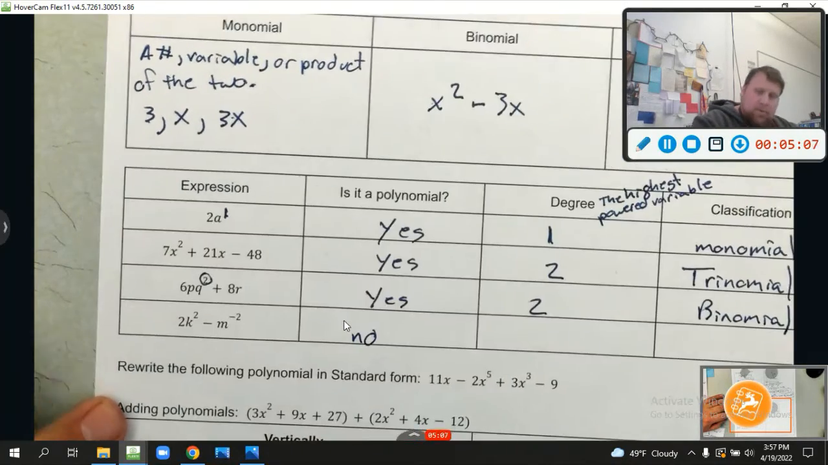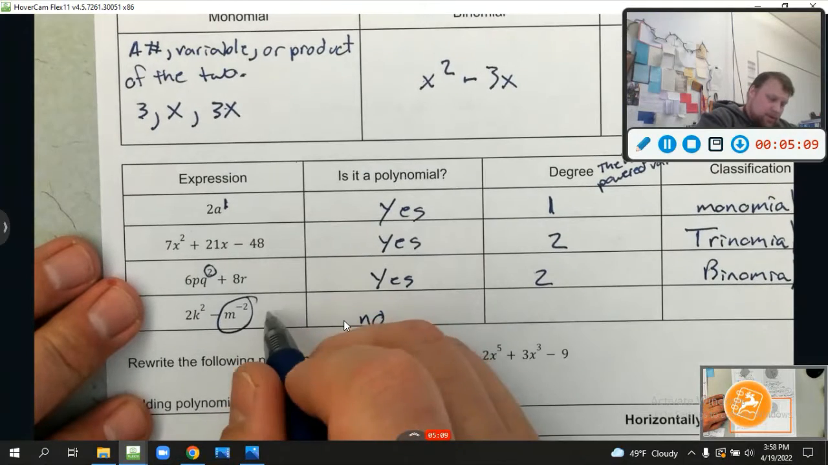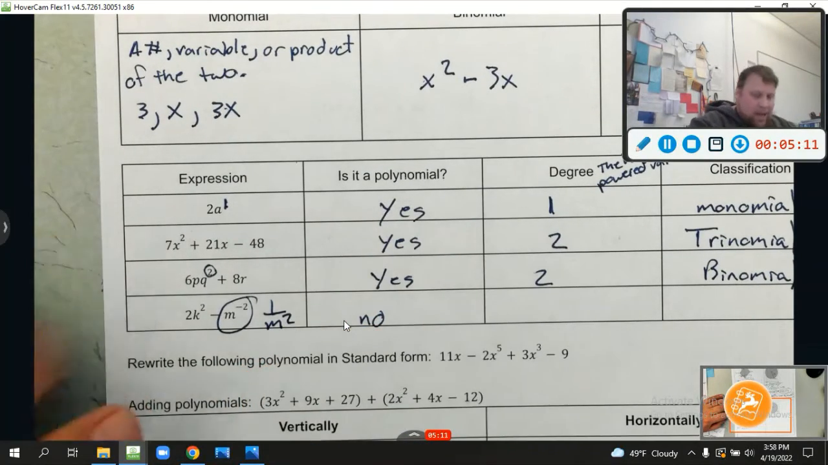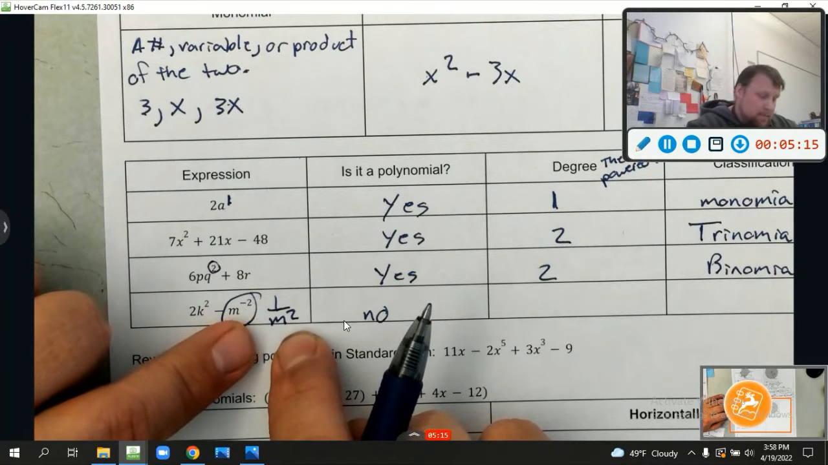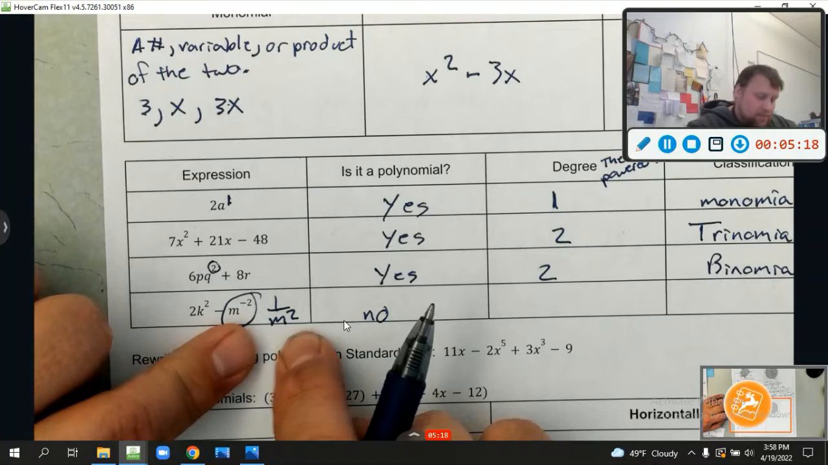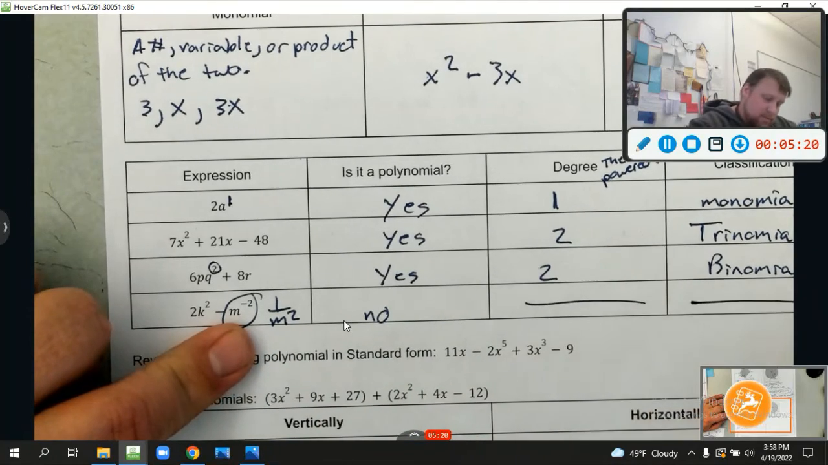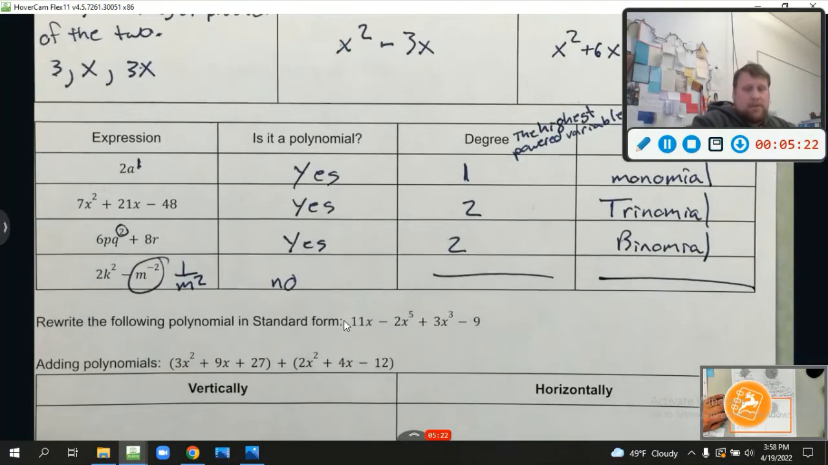This last one's kind of a trick question. No, it's not a polynomial. Because m to the negative 2 is 1 over m squared. And to be a polynomial, you cannot have a variable in the denominator. So cross out the rest. They don't apply.